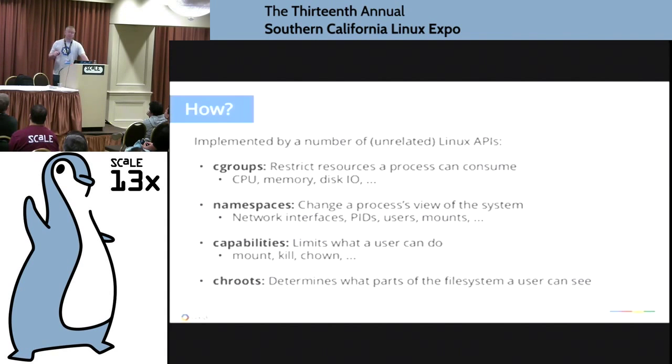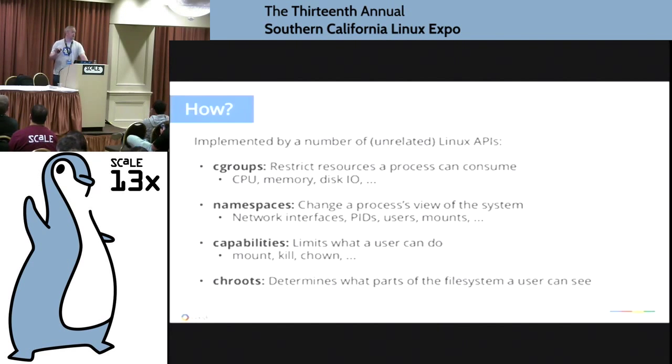Containers today are implemented by a handful of sort of very loosely coupled kernel interfaces. There's C groups, control groups, which is a kernel subsystem that lets you define for each sort of resource class, like memory or CPU or network, a group of processes and lump those processes together, and then apply restrictions on that process set as a whole.